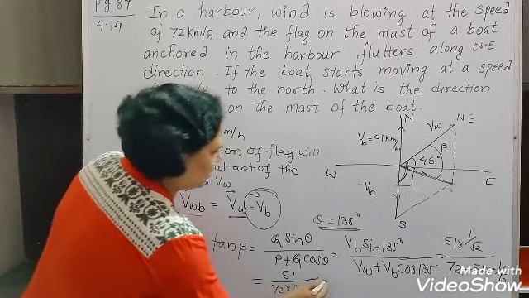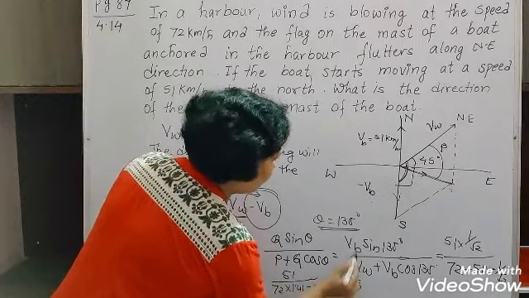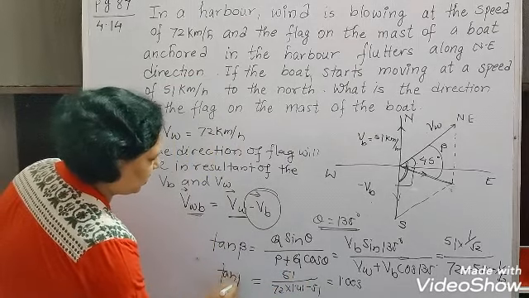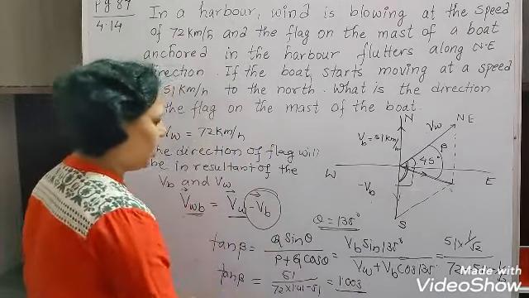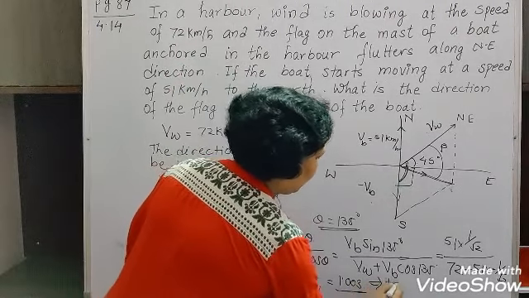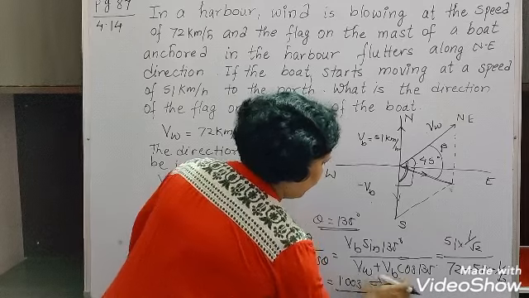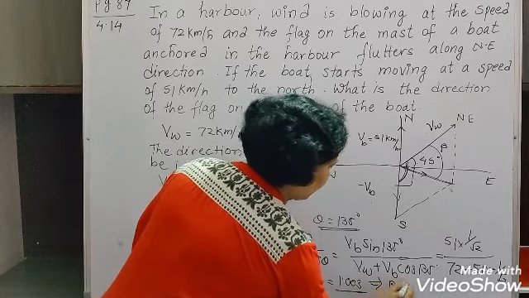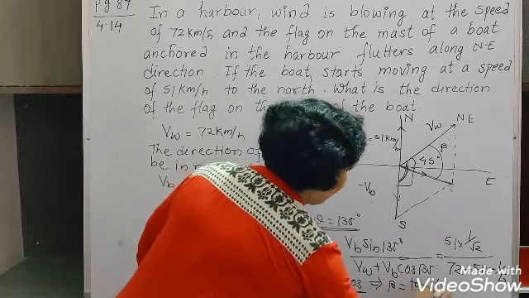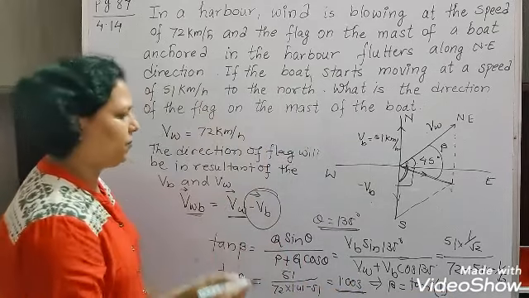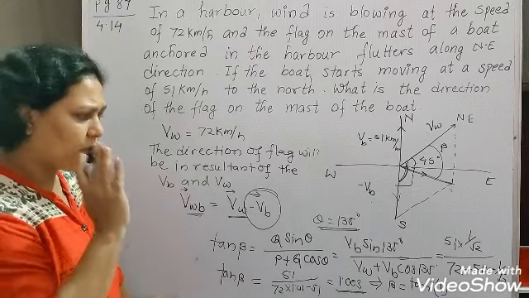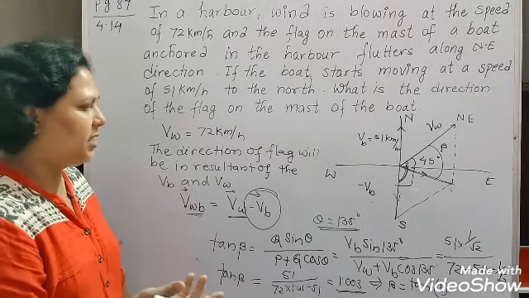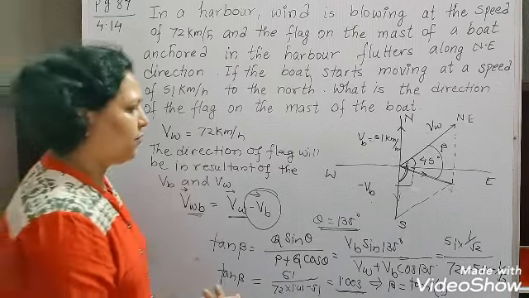If you calculate all this, it will come to something like 1.003, and tan beta is equal to this. That means approximately we can say this is equal to 1 only. So now the angle beta we are going to calculate will be tan inverse 1. I am writing just the approximate value, and tan inverse 1 is 45 degrees, so it will come approximately 45 degrees.